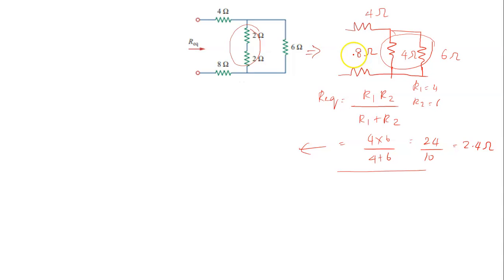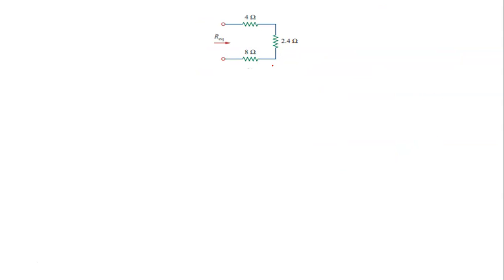We have combined these as 4 ohm, and these two as parallel, which is combined as this diagram. We have already found it is 2.4 ohm. Now all these three are in series. So R equivalent is R1 plus R2 plus R3, which can be written as 4 plus 8 plus 2.4. So R equivalent is equal to 14.4 as a whole.